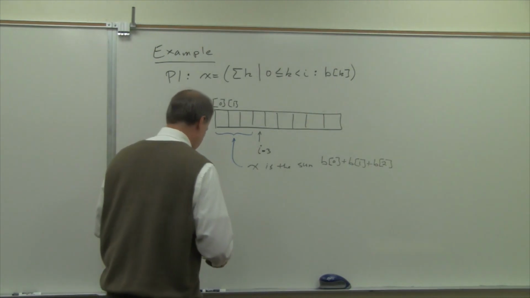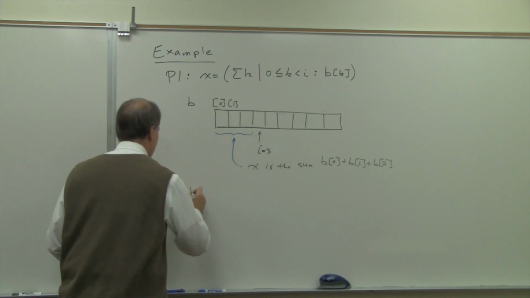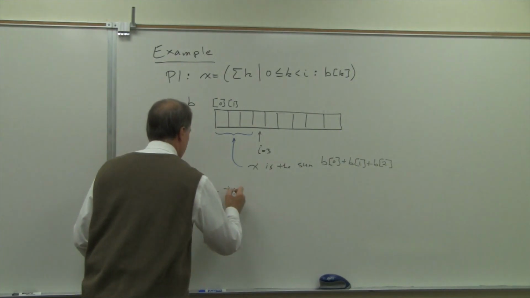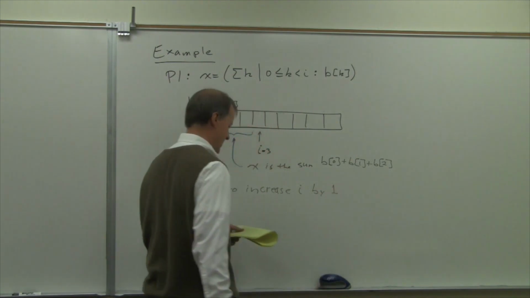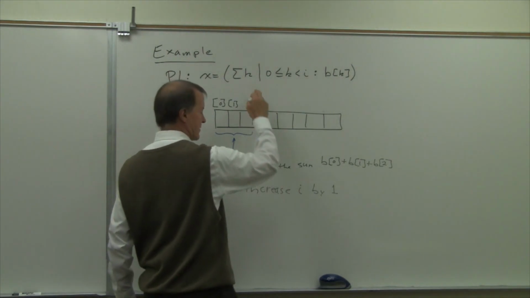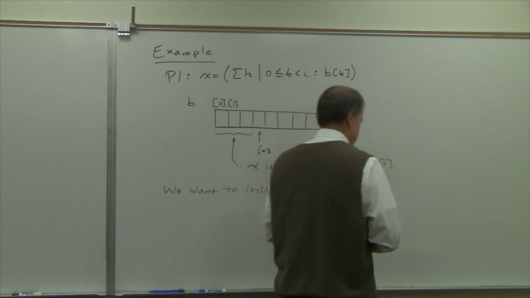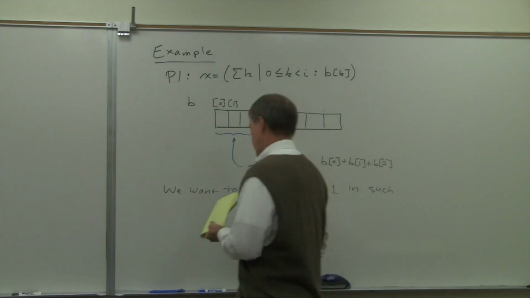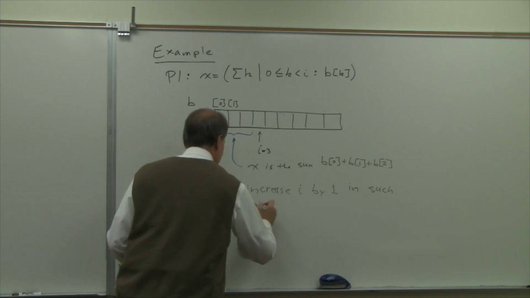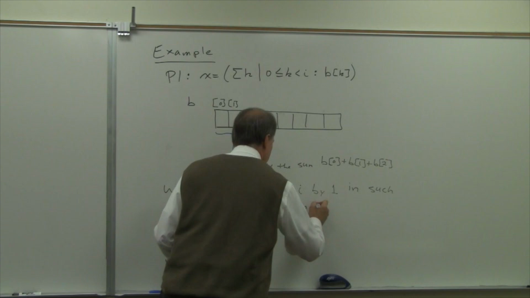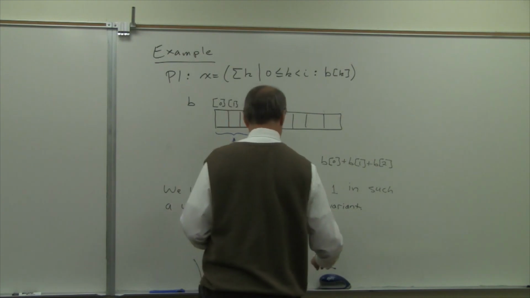Let me write that down. We want to increase I by 1, okay? In such a way as to maintain the invariant. Okay? So this is going to be called a loop invariant.